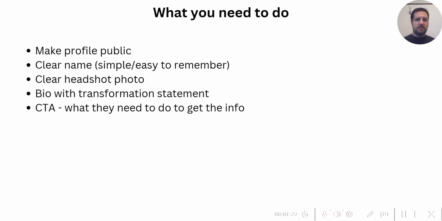So what you need to do is make your profile public, have a clear name. And what I mean by that is simple, easy to remember. You don't want these long-winded names because nobody's going to remember that. You want to keep it to 3 words maximum. Clear headshot photo, so it looks professional in short. And then a bio that is your transformation statement and what they need to do next. So a call to action, say what to do now, and usually it's just a click of a link to find out more.